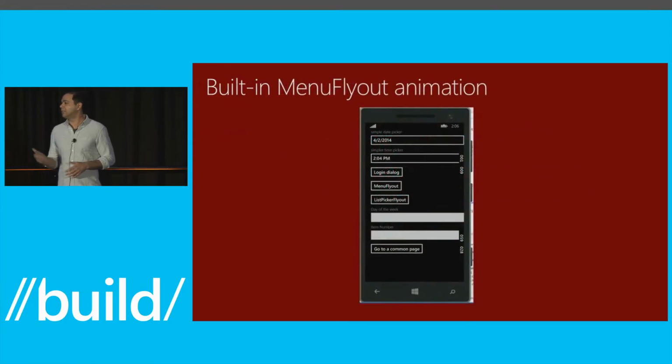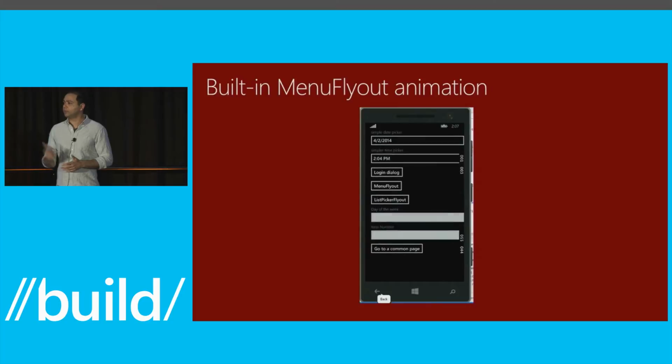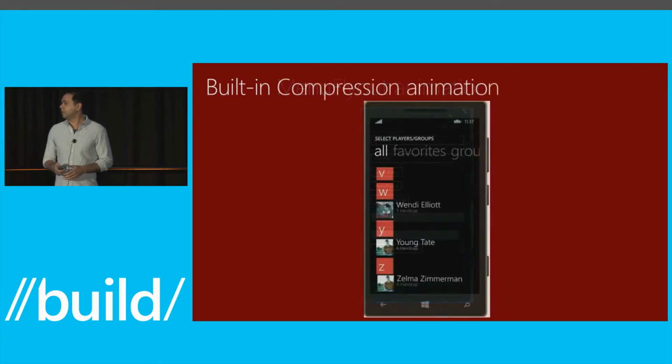So first one up is the menu flyout animation. So you can see it comes up, the page does an animation in the background, and now it will go away. So you press back, it goes away, the page comes back in. This is built in. The next one is the compression animation that I talked about.